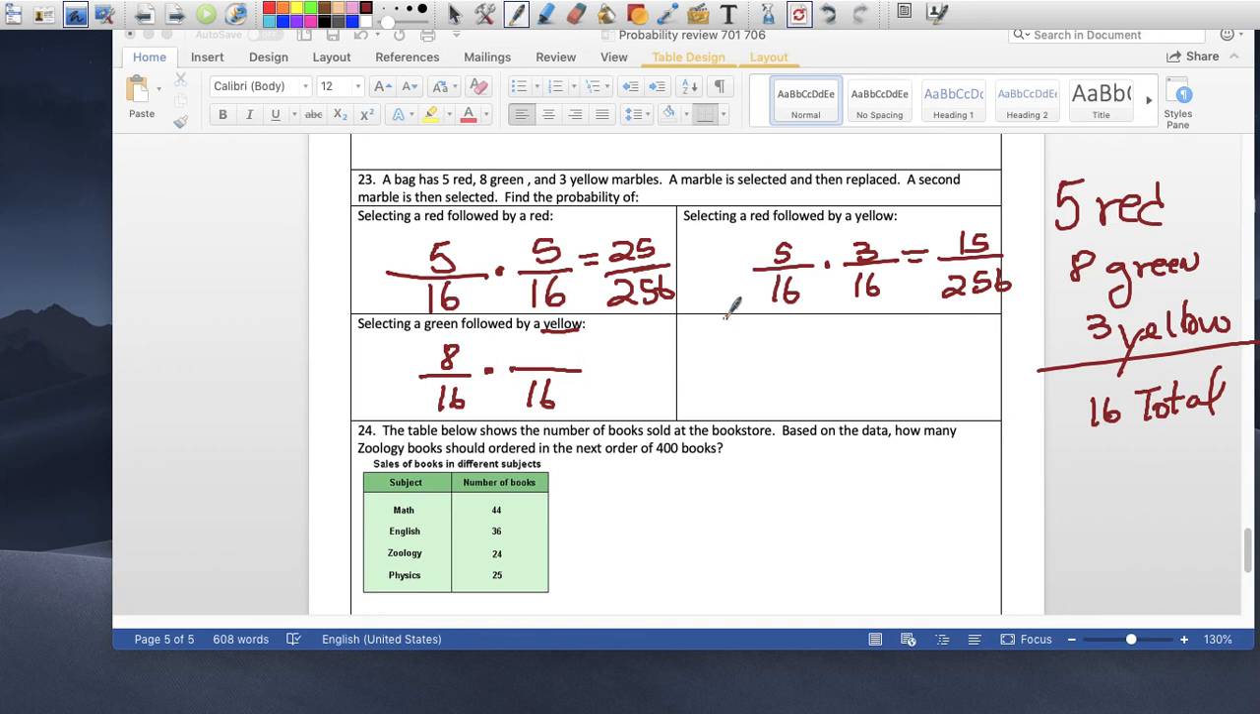And now you want to take a yellow, because the first one was green. To get a yellow, it's 3 out of 16. You have a calculator, but I would simplify 8 over 16 to 1 over 2 if you can, why not? Now you can multiply: 1 times 3 is 3, and 2 times 16 is 32. So those will be your probability based on that. Remember that this one is with replacement. You're putting the marble back in the bag after selecting.